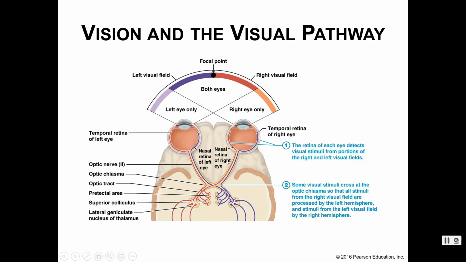So not everything crosses over. We've got some portions from both eyes that cross over, and some portions from both eyes that stay on the same side. This lets us fill in all of these gaps. We're not going to have any gaps if we can help it. This gives us that 180 degree-ish field of vision.